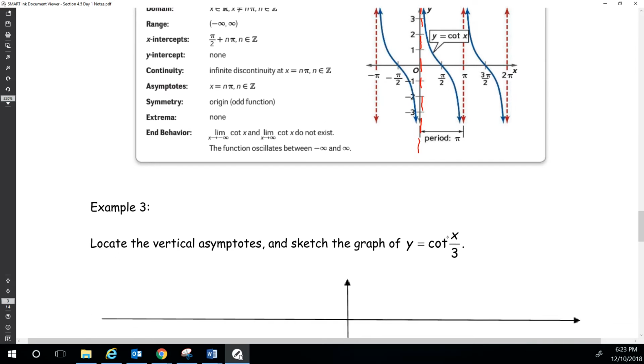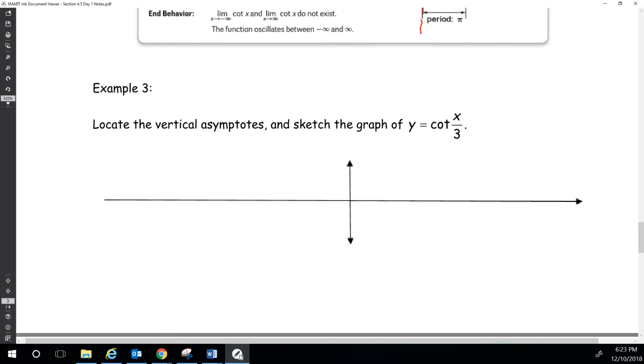So let's look at example number 3. For a typical period for your cotangent, it would be pi. But for this guy, we're going to do the opposite of what it says. Instead of dividing by 3, we're going to multiply by 3. So the period for this cotangent of x over 3 is going to be 3 pi.